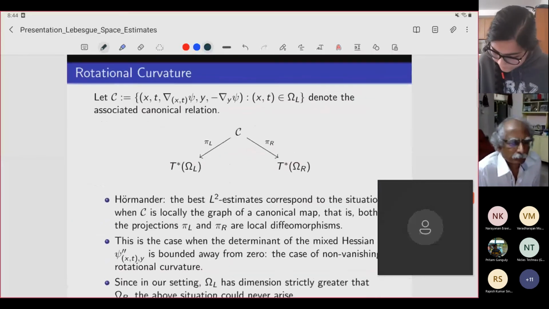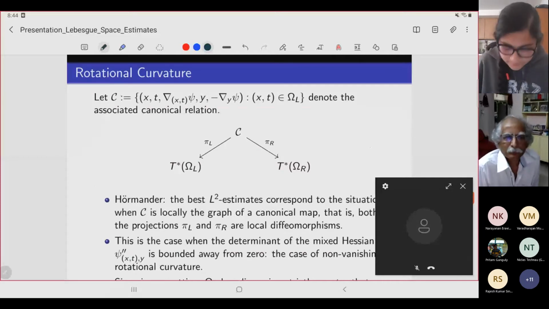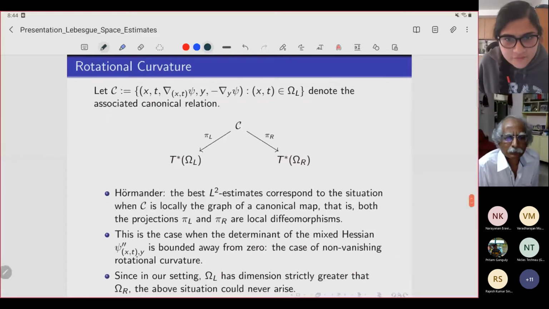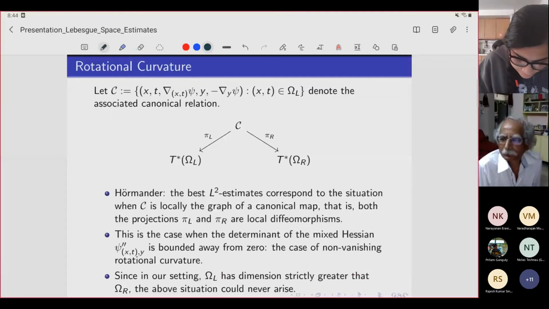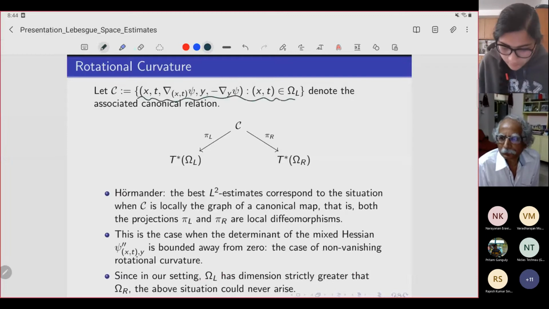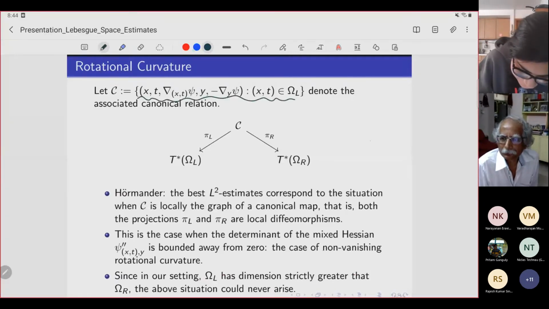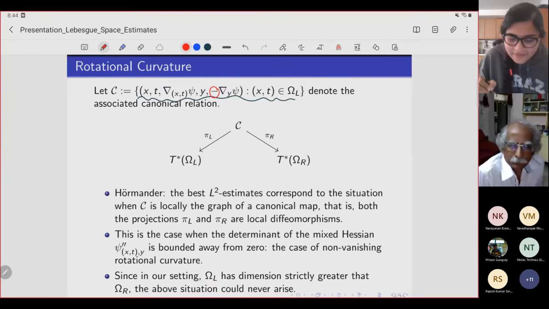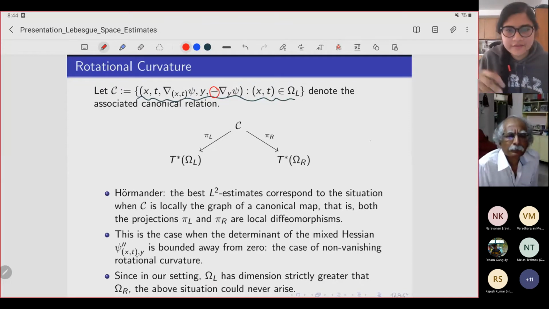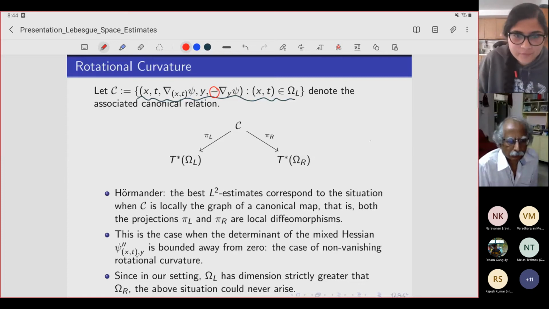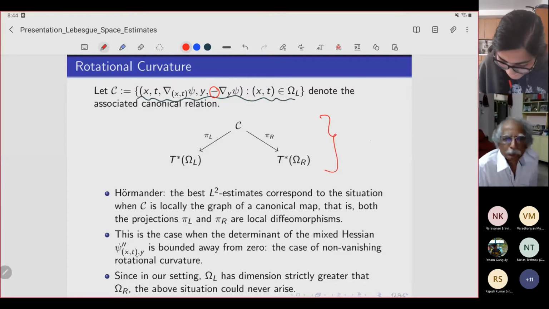So yes, this picture is important for the rotational curvature. Here I write another set which is very similar to the conormal bundle that I was talking about earlier, except there's a negative sign in front of the second gradient. In FIO theory, this is called a canonical relation associated to the Fourier integral operator. The negative sign just makes some things work out nicely, but don't worry about that.